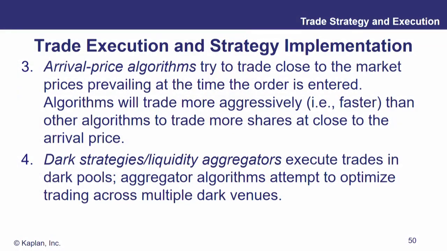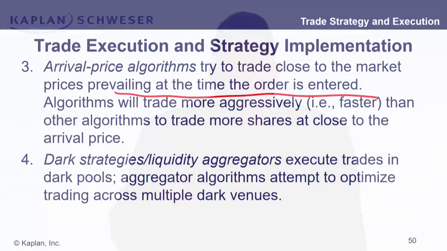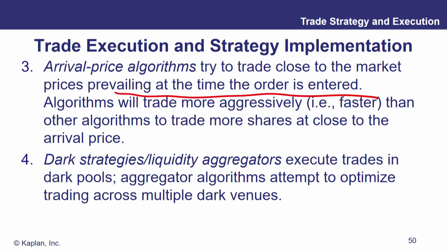Okay, we can also have an arrival price algorithm. So it's going to try to trade close to the market prices that are prevailing when that market order is entered. So these algorithms are going to trade more aggressively than other algorithms to trade more at that arrival price. Dark strategies or liquidity aggregators, they're going to execute trades in dark pools, and they're going to try to optimize this across multiple dark venues.